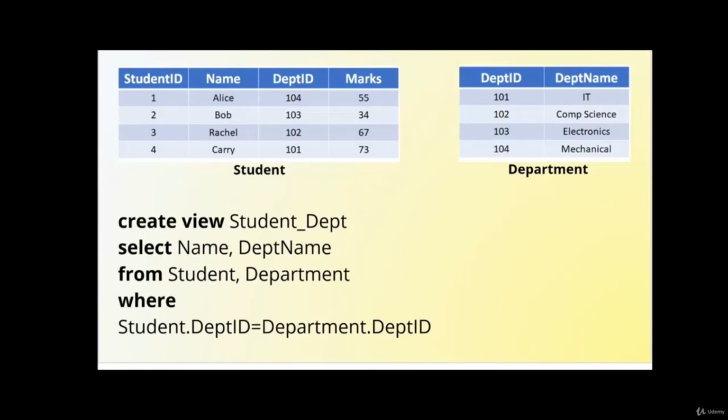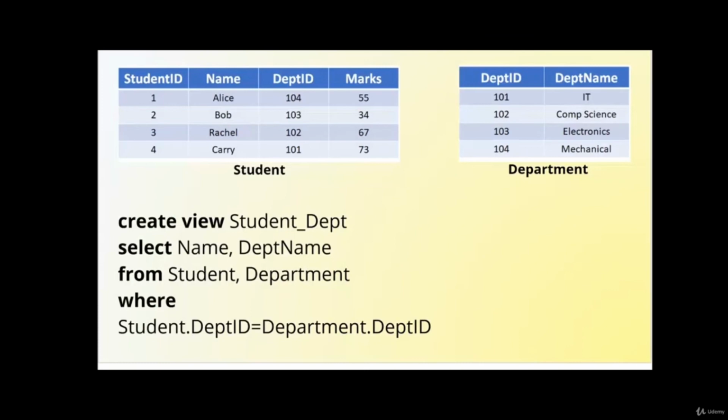So in order to create a virtual table that will contain columns from both the tables, first we have to establish a relationship between these two tables. So how can we establish it? If you see, in these two tables there's one common column called department ID. So we'll have to write a statement as student.department_ID equals department.department_ID. This statement will establish a relationship between these two tables.